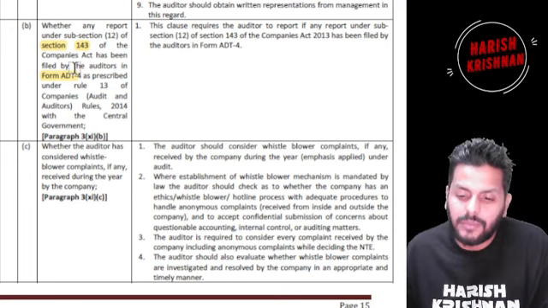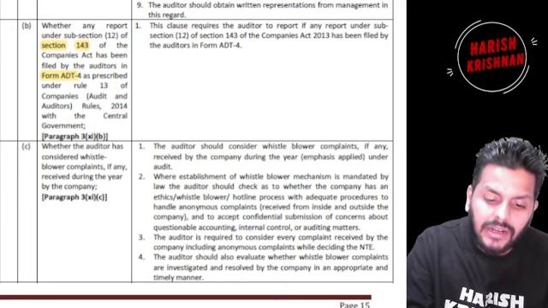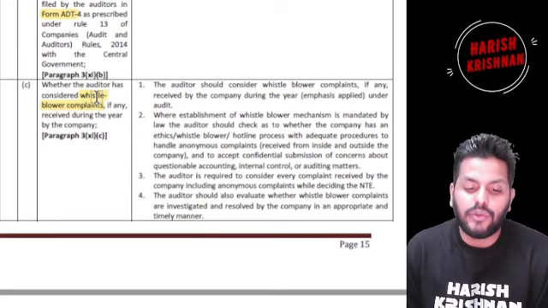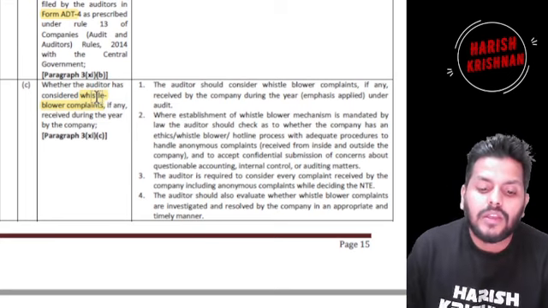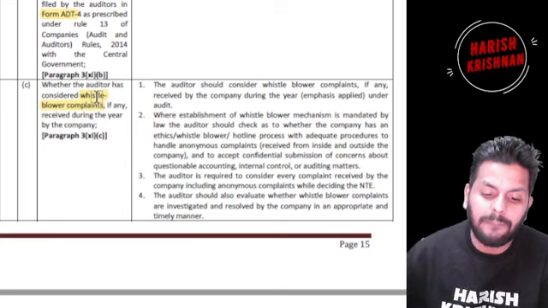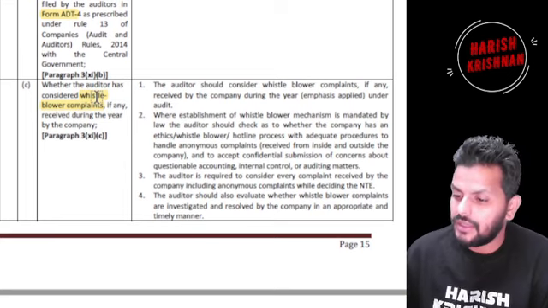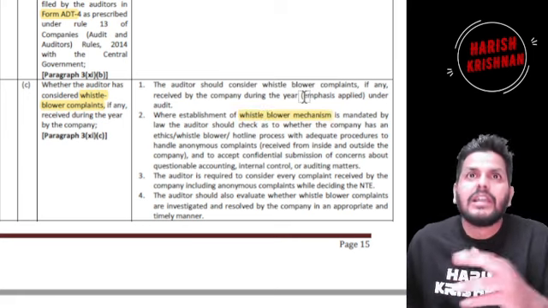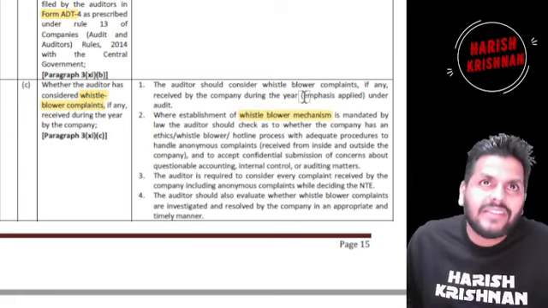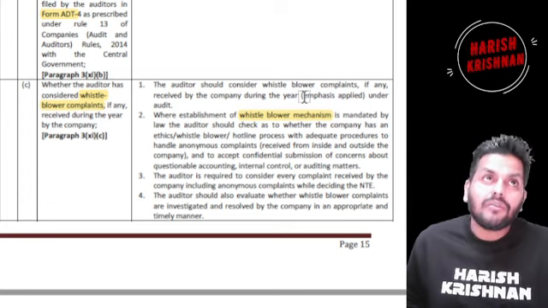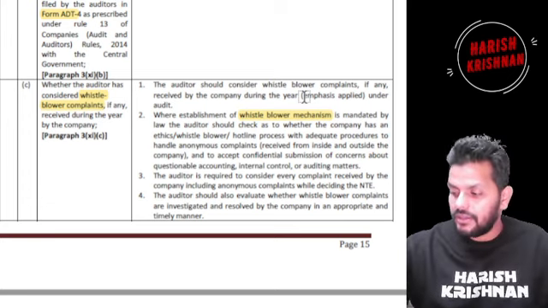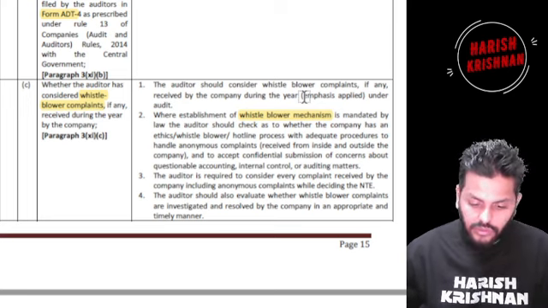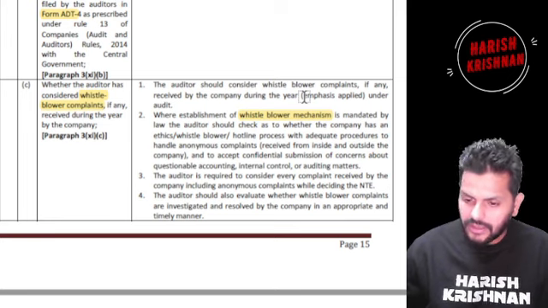Given that details are to be given here, and whether the auditor has considered any whistleblower complaints. That's an absolutely new point again. Whether the auditor has considered whistleblower complaints received during the year. Whistleblowers are those people who bring out certain facts. So a whistleblower protection policy is there. If the whistleblowers have brought out any point, what did the auditor do with that point? If somebody has told you that this is the situation, what did they do about it is also something that we need to clearly explain.